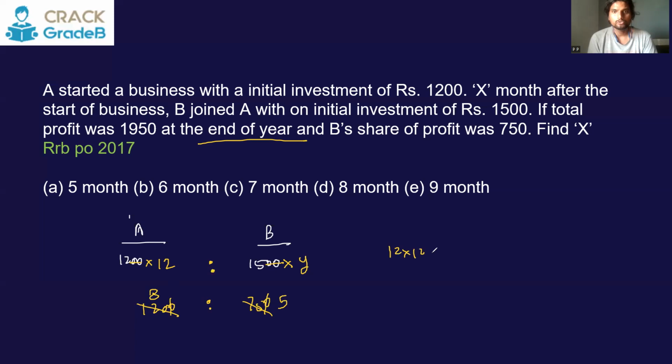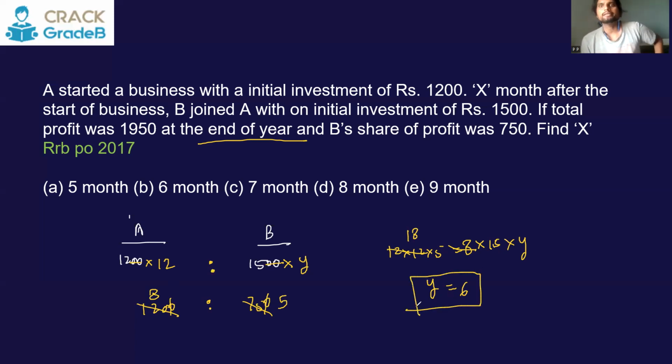So 12 into 12 into 5 should be equal to 8 into 15 into Y. So this is 18 times, this is 3 times. So Y will be equal to 6. That means B invested for 6 months. That means he invested after 6 months. And that is what it is asked. After how many months he invested? So he invested after 6 months. Option number B.